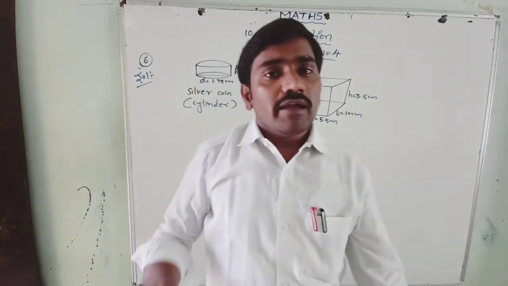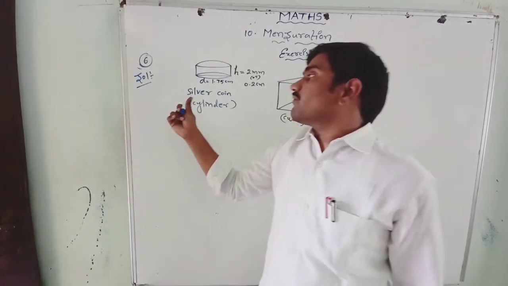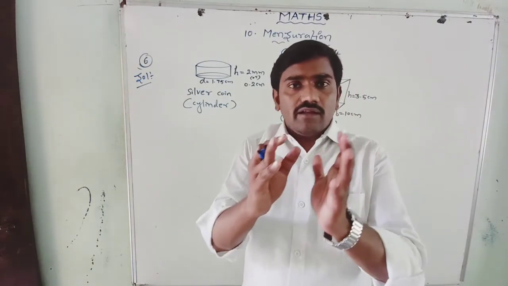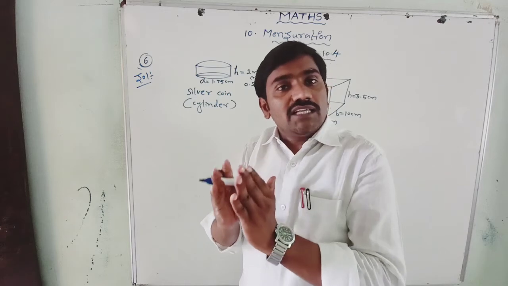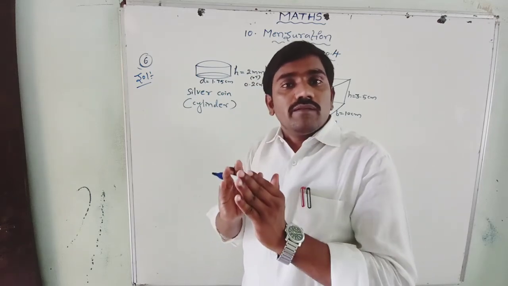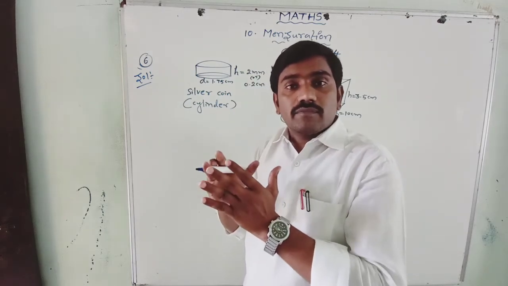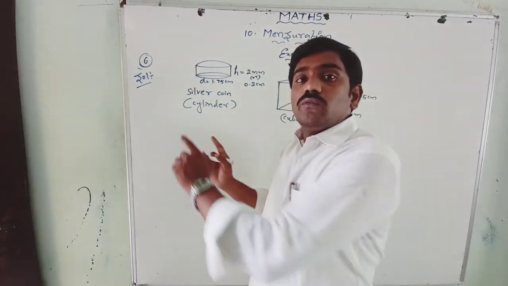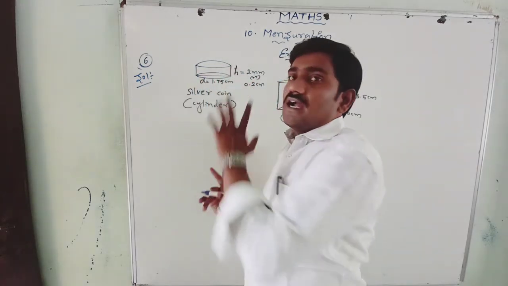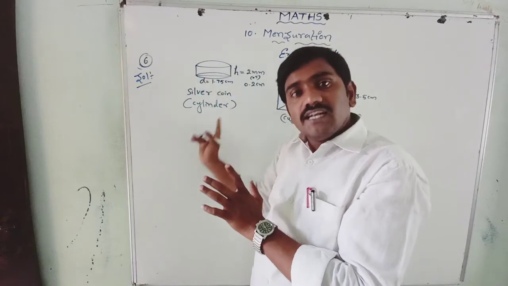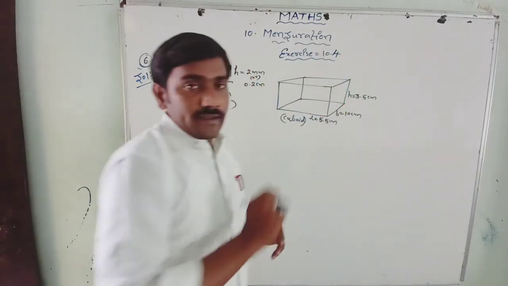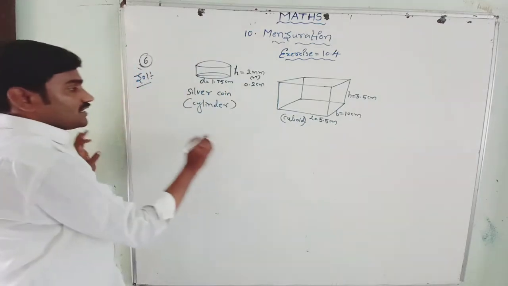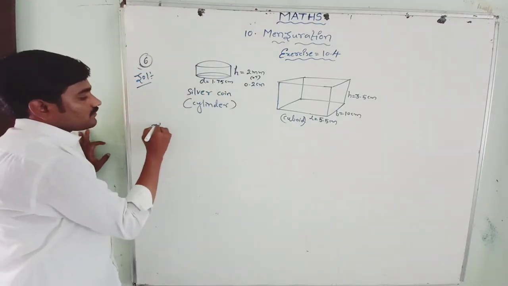So simple: n into the volume of a silver coin. Let us assume n is the number of coins required. n into the volume of silver coins, the volume of the cylinder, is equal to the volume of the cuboid. Simple. So let us write the given data first.